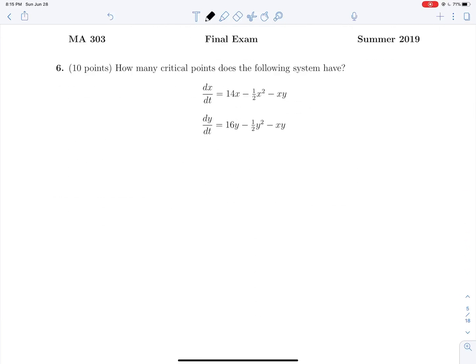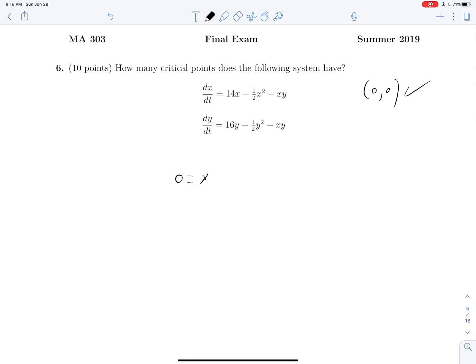Question 6, how many critical points does the following system have? Let's rewrite these a little bit, but after recognizing that if x is 0 and y is 0, this will be a critical point because it will be a solution to dx/dt equals 0 and dy/dt equals 0. So 0, 0 is a critical point. And you can just find that shortcut or cement that shortcut in your mind by remembering if you don't see any constants, if you don't see any like +2 or -3 over here, 0, 0 is guaranteed to be a critical point. Now let's rewrite these a little bit and set dx/dt and dy/dt equal to 0.